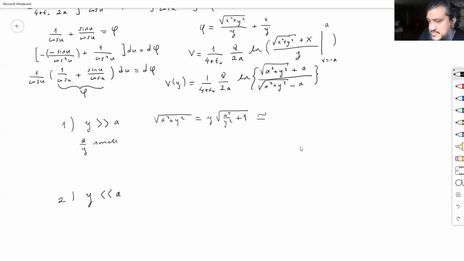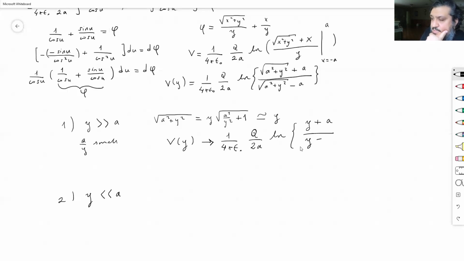Therefore, this is just y. Okay, so our potential in that limit converges to 1 over 4 pi epsilon 0 q over 2a times the logarithm of (y plus a) divided by (y minus a). I'm just checking that a over y squared is small, yeah. Okay, let's do that trick one more time.